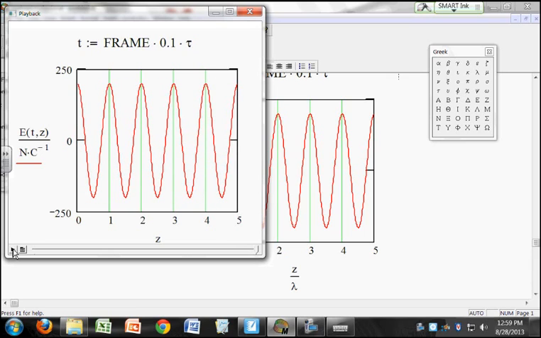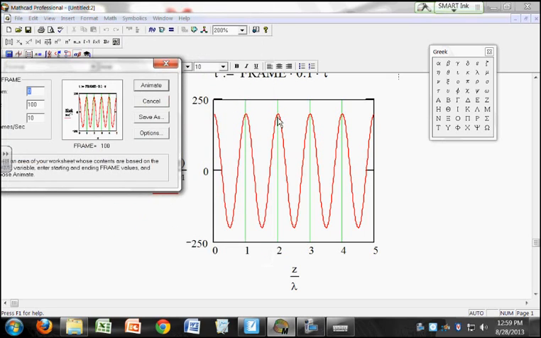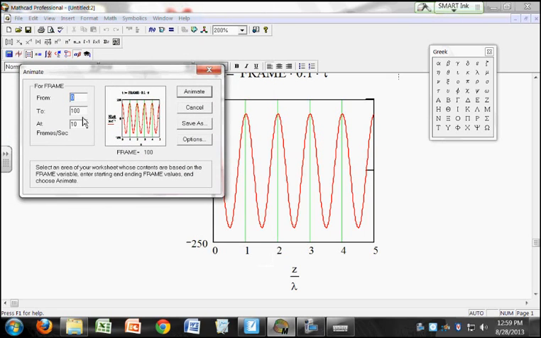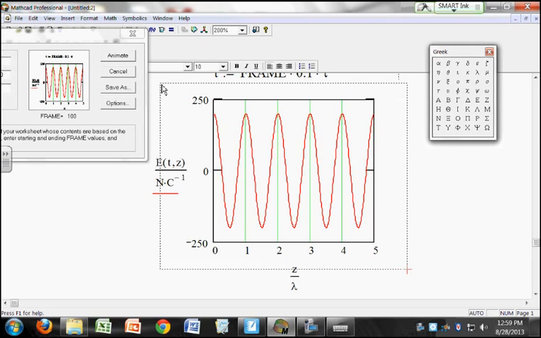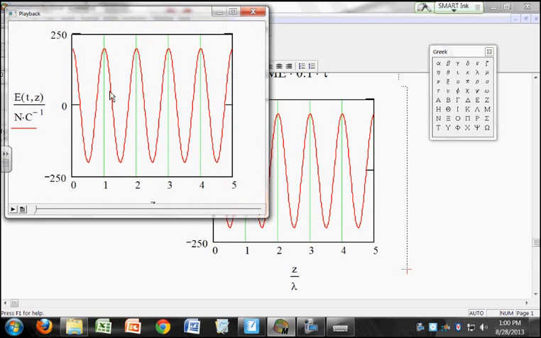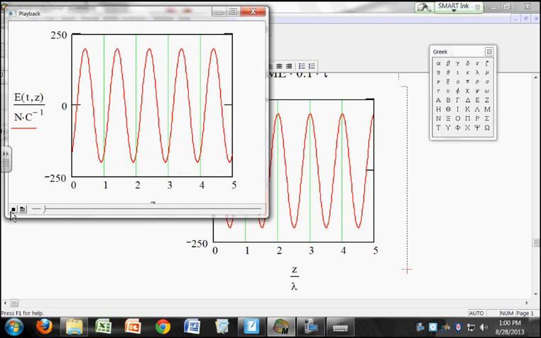This is 100 frames. I had from 0 to 100, 10 frames a second. If I want a slower movement, I can maybe do 3 frames per second. Okay, and then I'll highlight this part of my graph, and then hit animate again. This is 3 frames per second.